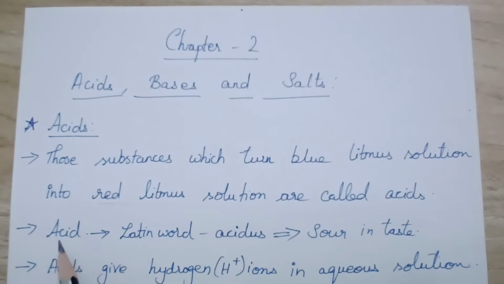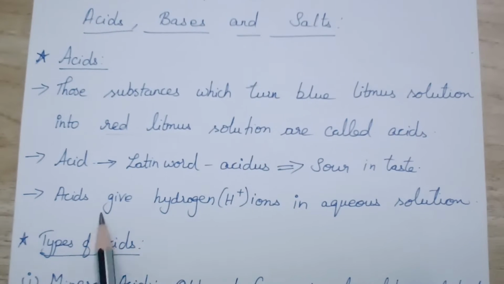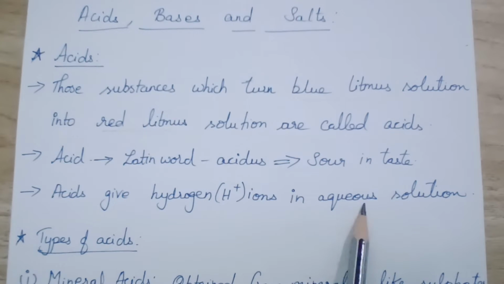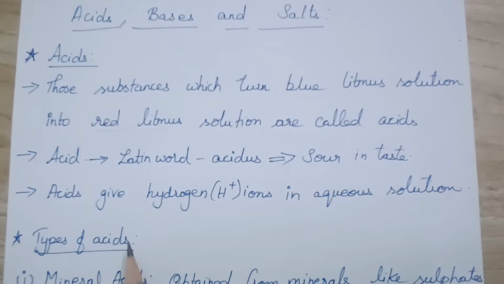This word acid is derived from the Latin word acidus. Acidus means sour. So what is the taste of acid? It is sour in taste. Then, acid gives hydrogen plus ions in aqueous solution. When acid is poured into water, it gives more hydrogen plus ions. Hydrogen plus ions means H plus ions.